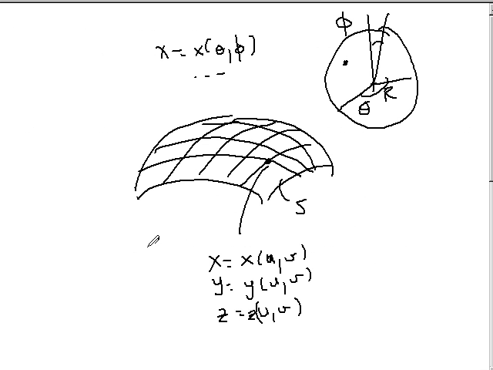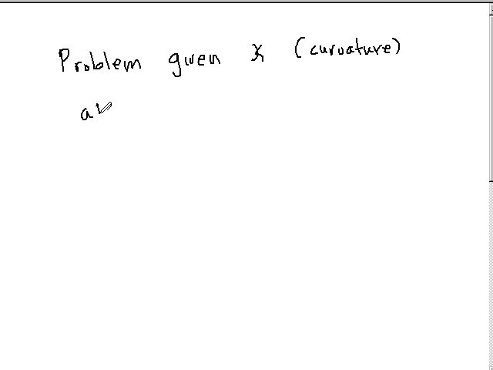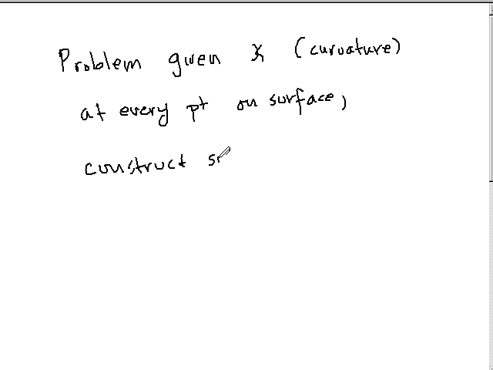And actually it's a very nice problem in mathematics to specify the curvature at every point and then try to find a surface, integrate that to find a surface with prescribed curvature. So there's a very nice problem, and that is, given this curvature at every point in space, or every point on the surface, construct the surface.